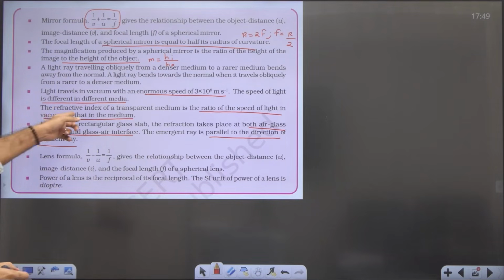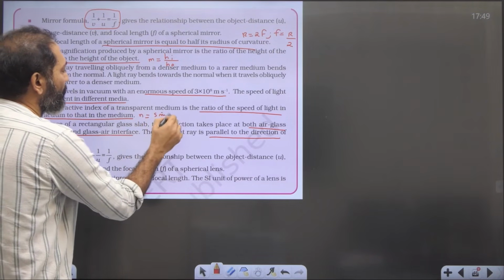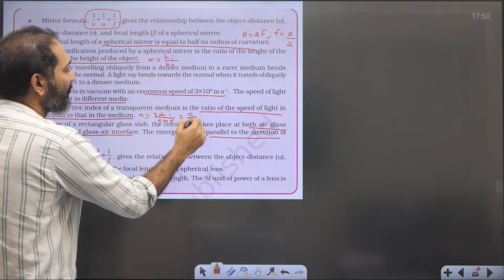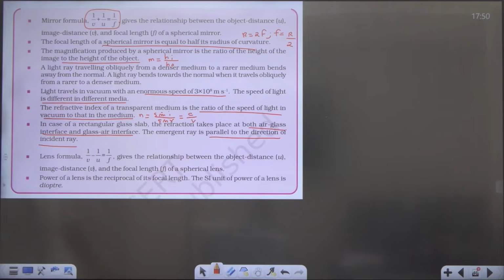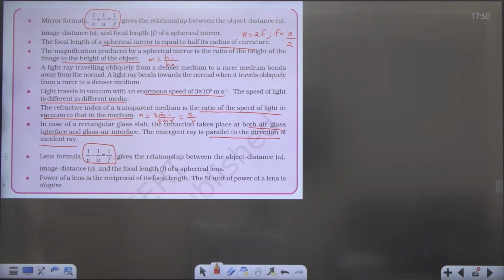What is refractive index? We have two equations: sin i by sin r, or speed of light in vacuum to speed of light in medium. Lens formula is what? 1 by v minus 1 by u is equal to 1 by f. It gives the relationship between the object distance u, image distance v, and focal length f of a spherical lens.